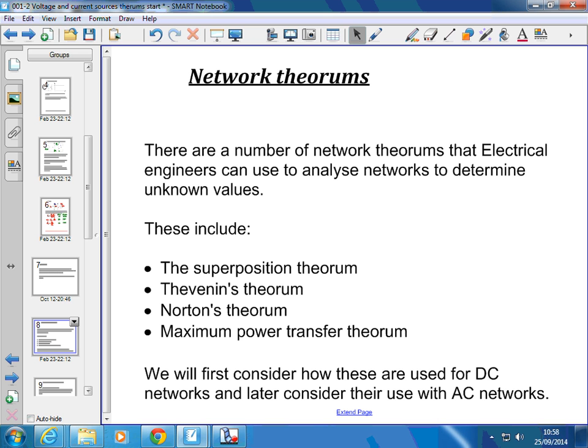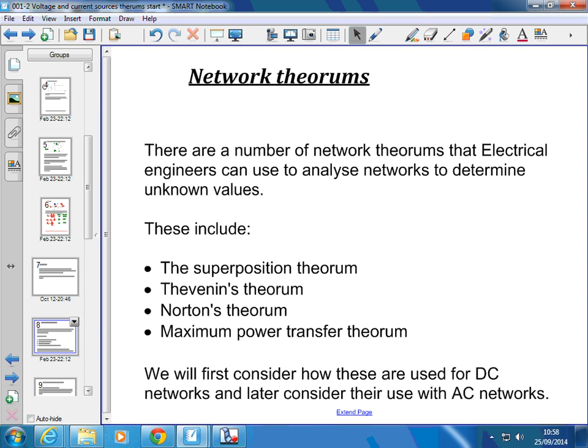particularly useful where we're interested in what a network does when we vary one particular resistor in it, or one load, when we're interested in how the network works with a varying load. And then lastly, the theorem of maximum power transfer. How can we find out what load will give us maximum power in the load?